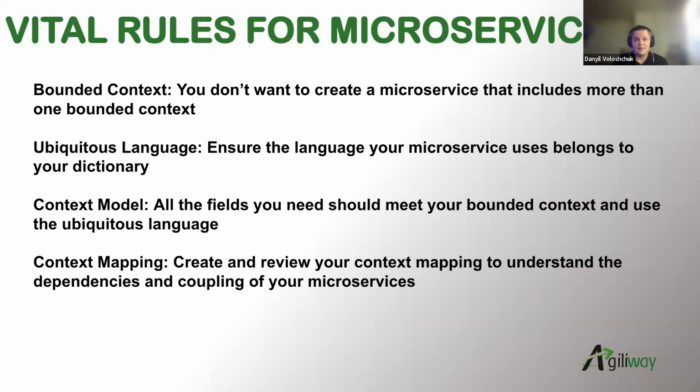The second thing: ensure the language your microservice uses belongs to your dictionary. The third rule: all the fields you need should meet your bounded context and use the ubiquitous language. And the last one: create and review your context mapping to understand the dependencies and coupling of your microservices.